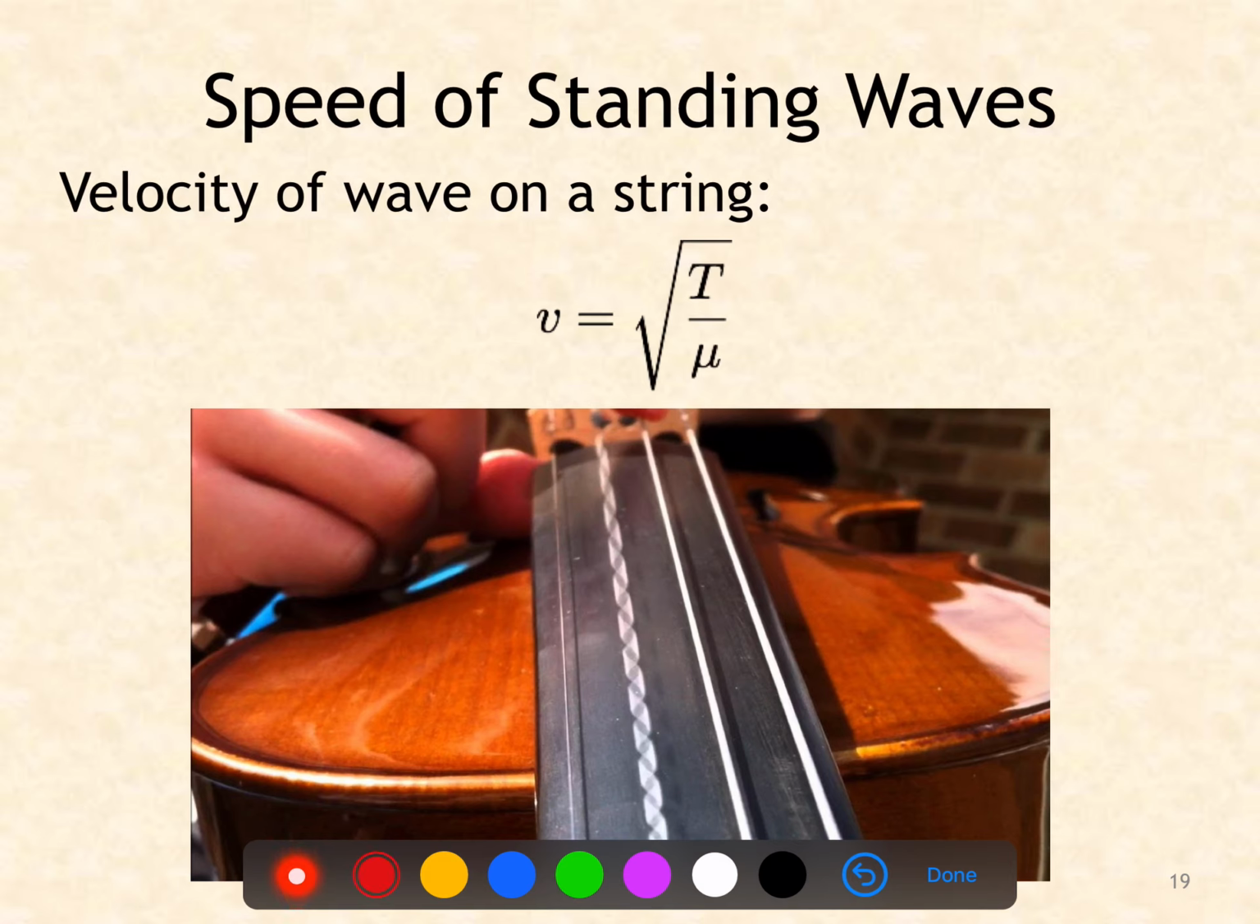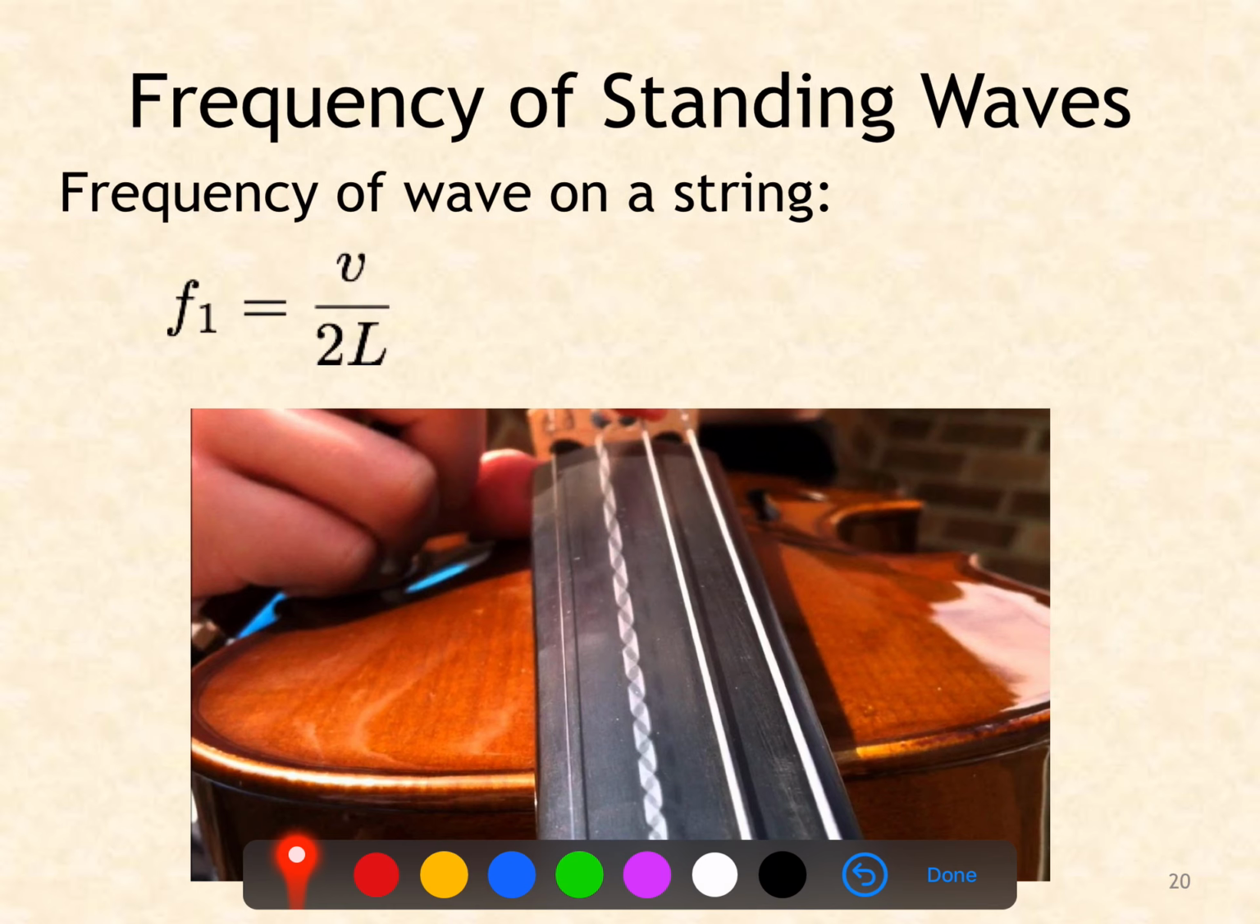So here's an equation for you of the velocity of a wave on a string, and it has to do with the tension that is on the string and also the mass density of the string. So the more tension we put on the string, the faster it will vibrate, and the more mass density that the string has, or the heavier it is, the slower it will vibrate. And that all seems rather sensible.